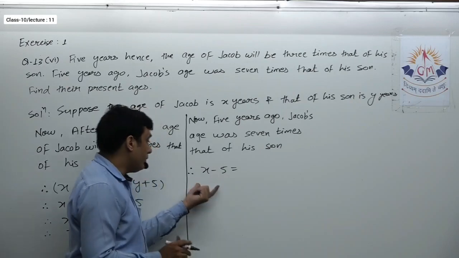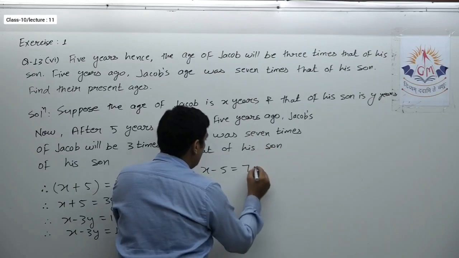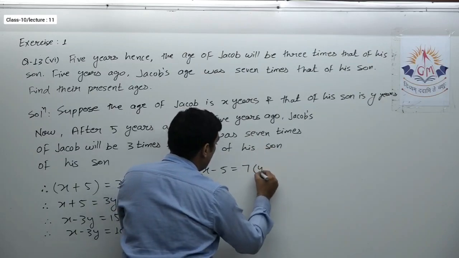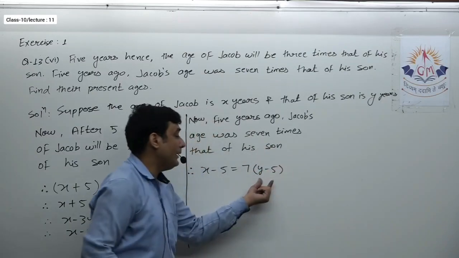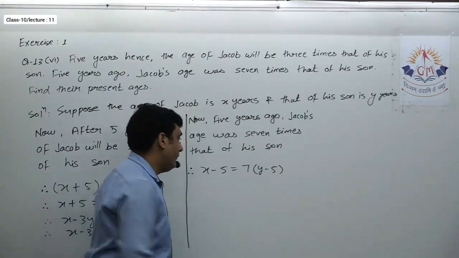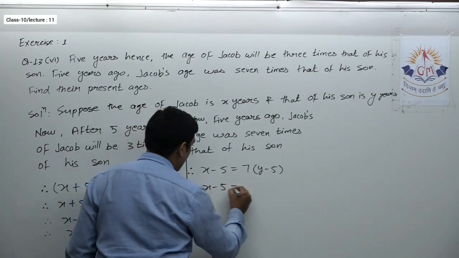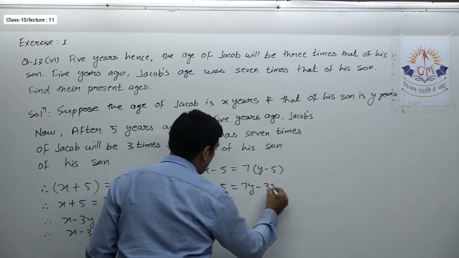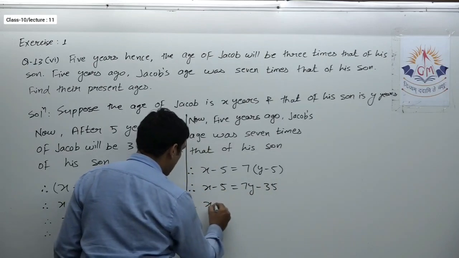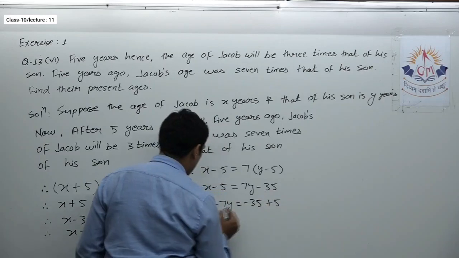but according to the question that age was how many times? 7 times the age of his son at that time. That means at that time what was the age of the son? It was y minus 5. Now again, by simplifying this, x minus 5 equals 7y minus 35. So x minus 7y is equal to minus 35 plus 5.